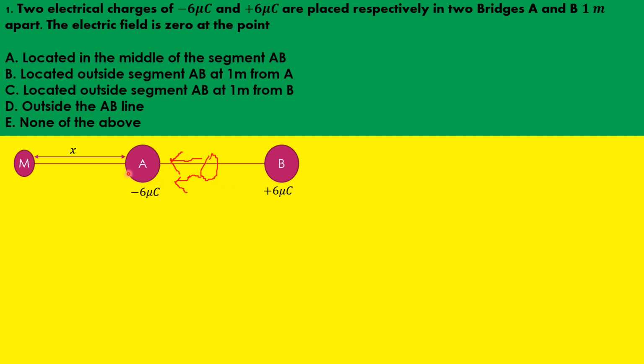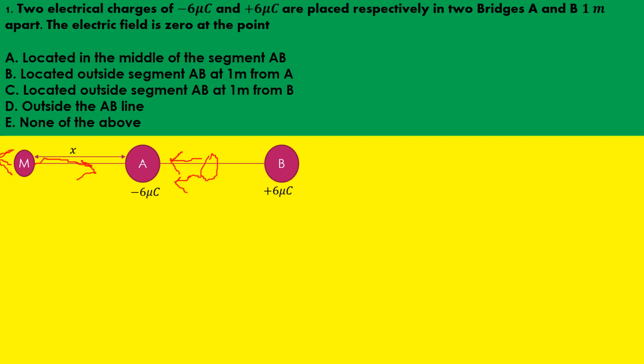Okay, so we're now going to go outside of the line segment AB, and we're going to place our test charge somewhere around here, X meters away from A. Let's call that test charge M, and let's investigate the direction of the forces acting on it. A, remember, is negatively charged and our test charge is positive, so it's going to be attracting. So A exerts a force like this. And B is positively charged, so B will be repelling our test charge.